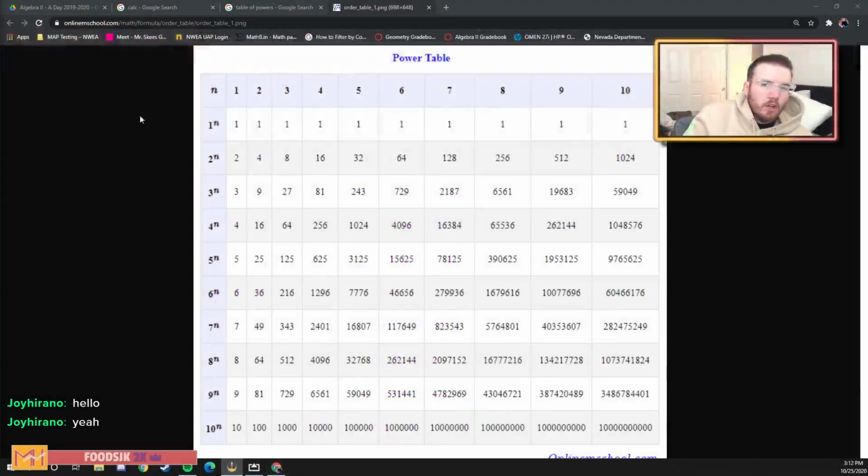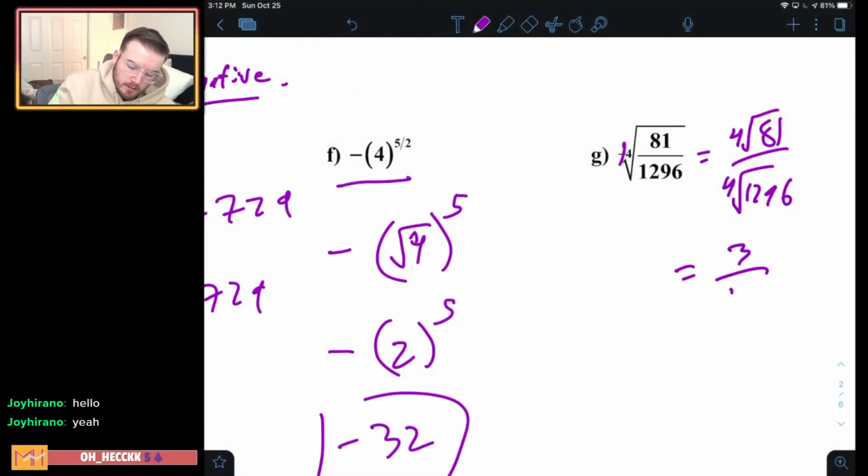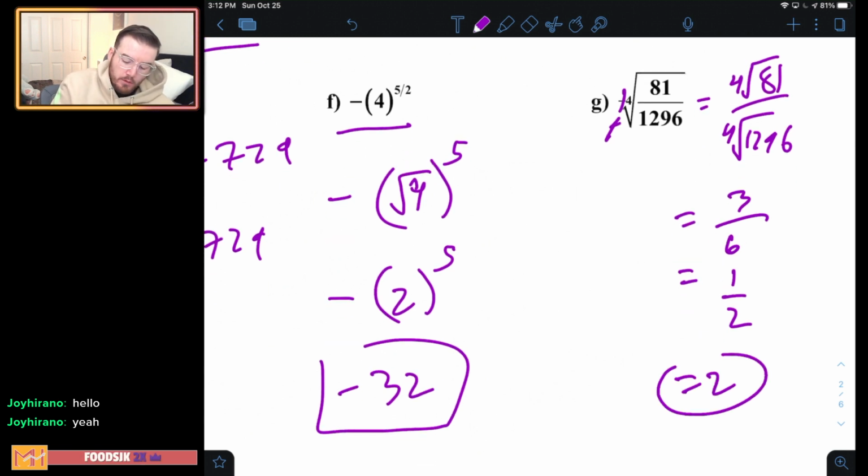And the 4th root of 1296 is 6. That simplifies down to 1/2. And what does the negative mean? It actually meant to flip our answer. So in the end, we get 2.